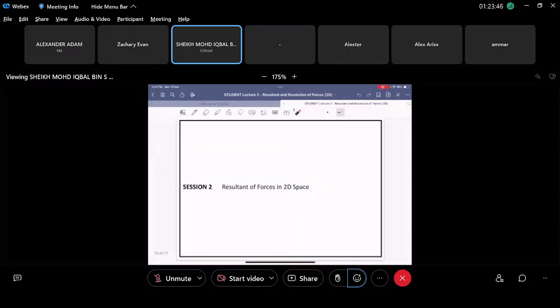Now we go to the first calculation part for this chapter, which is to calculate the resultant forces in 2 dimension, right? So don't worry, this one is just basic, it's just in 2 dimension. Next week, we're going to learn about the 3 dimension. Sorry, next week is still 2 dimension, but resolution of forces. The week after, we're going to learn about 3 dimension, all right?